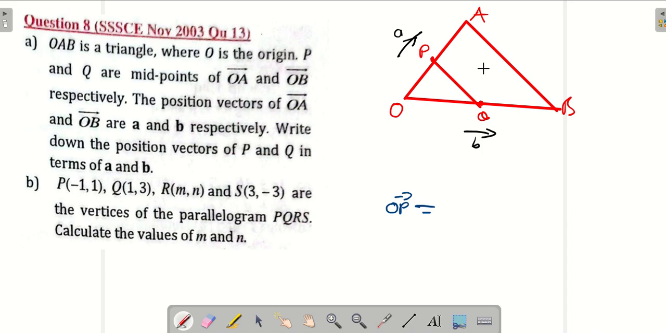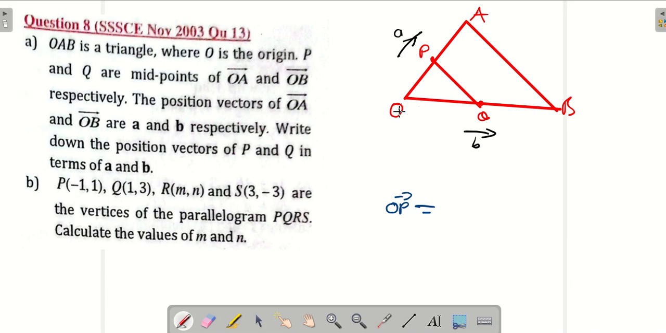So now, if the question is asking us to express what? Write down the position vectors of P and Q in terms of A and B. Now you ask yourself, how do we write P? P is just the midpoint of OA. So I can just write that OP, if I want to move from O to P, it is the same as moving half of what? Half of OA. Are we okay?